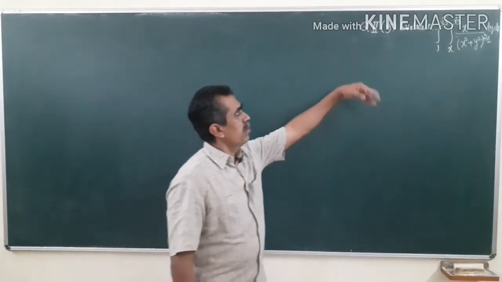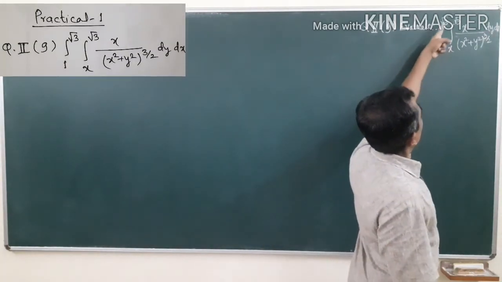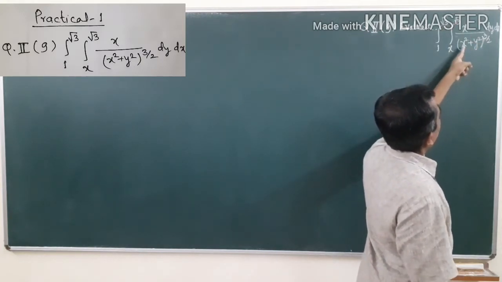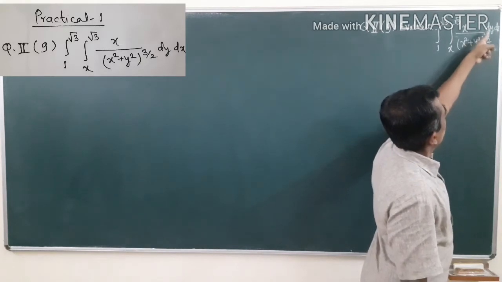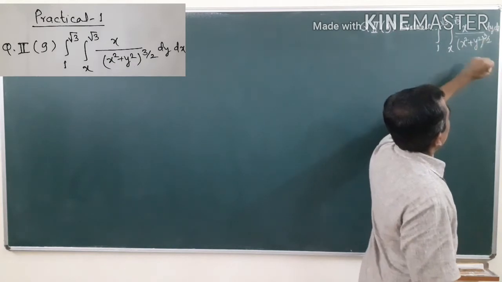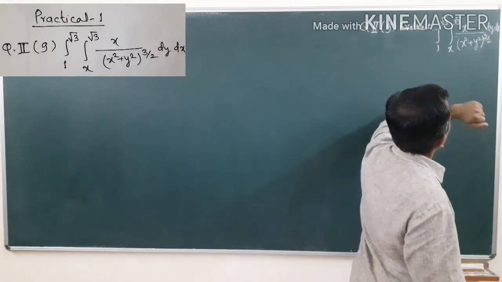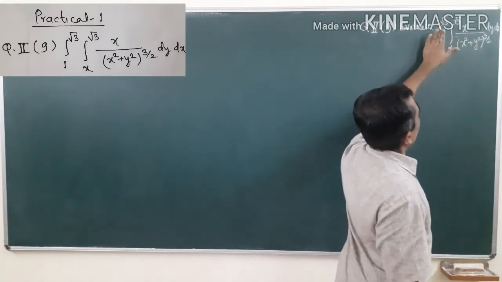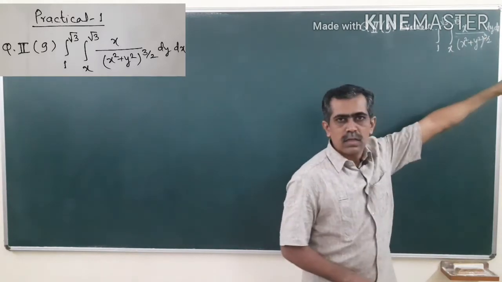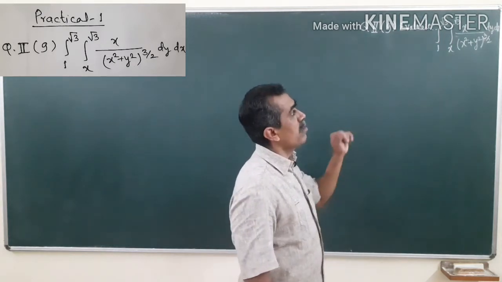Let us see the next problem. Evaluate the integral from 1 to root 3, x to root 3 x of 1 upon (x square plus y square) raised to 3 by 2, dy dx. So, here the integral is with respect to y first and then with respect to x. You have to reverse the order, means you have to make this integral first with respect to x and then with respect to y, and finally you have to evaluate the resulting integral.